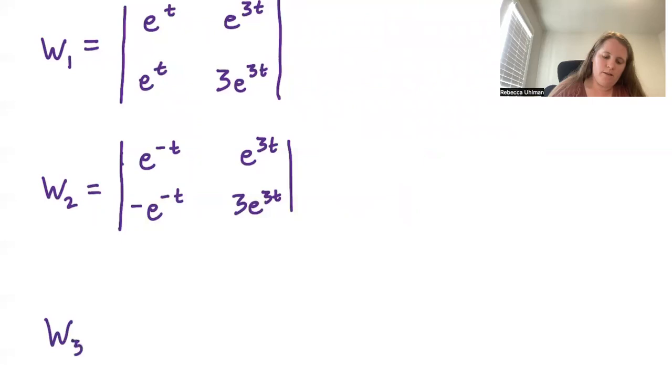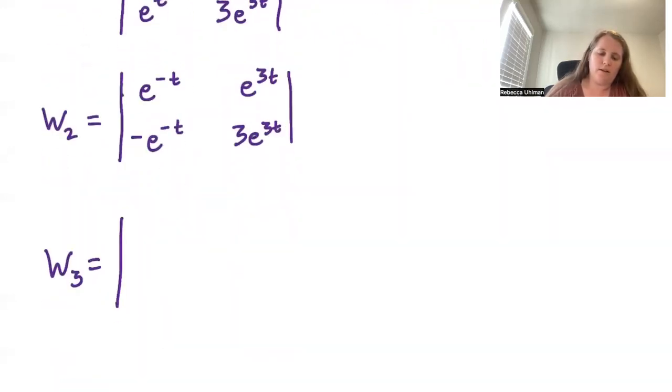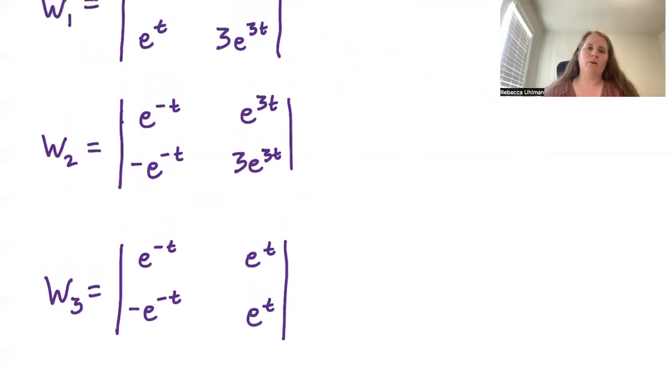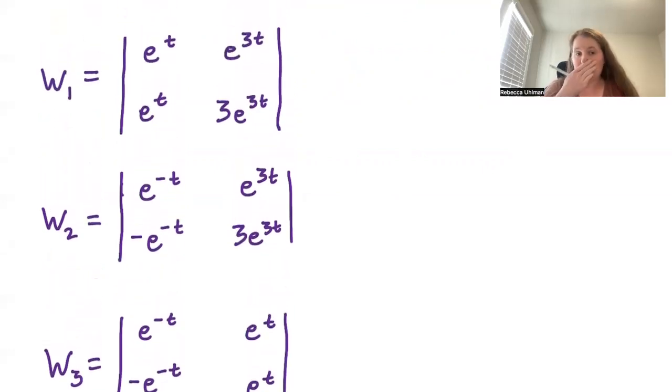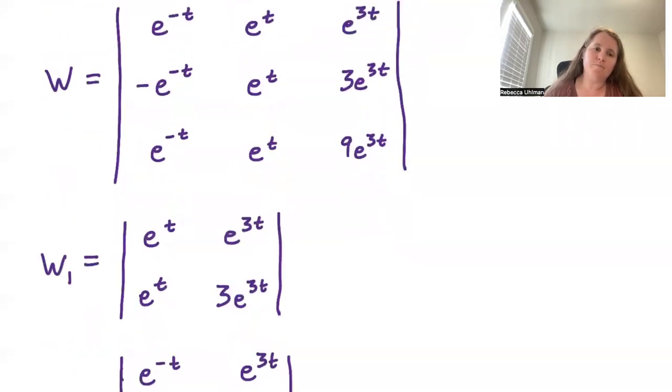W3, we're taking the determinant of the submatrix where we eliminate the third column and the last row. So we're just looking at e to the negative t and negative e to the negative t for our first column, and e to the t, e to the t for our second column. So I personally recommend calculating the subdeterminants first, because we can use those to calculate our final determinant.